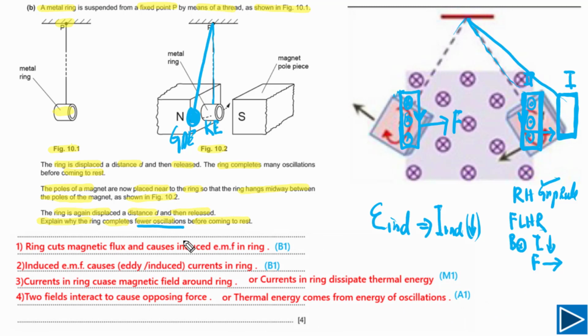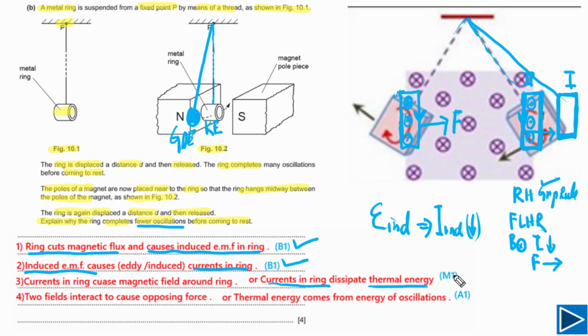These are the points you need to write a good answer. In your answer, if you have mentioned the ring cuts magnetic flux, or that the magnetic flux inside the ring is changing, and also that it causes induced EMF in the ring, you will get the first B mark. The second mark, the second B mark, you will get if you have mentioned that induced EMF causes currents in the ring. And the third mark is the M mark. If you have mentioned that currents in the ring dissipate thermal energy, you will get this M mark.